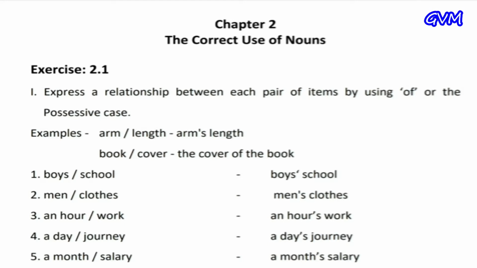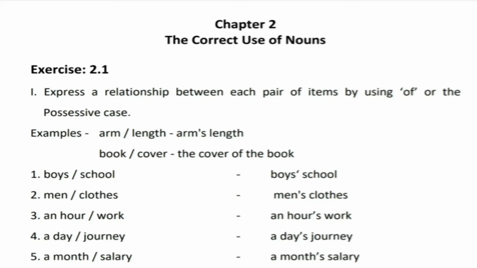First one is boys school, and the correct answer is boys' school. In this sentence, we use the apostrophe at the end of boys. Second, man clothes, and the correct answer is man's clothes. In this case, we use apostrophe s after the n.